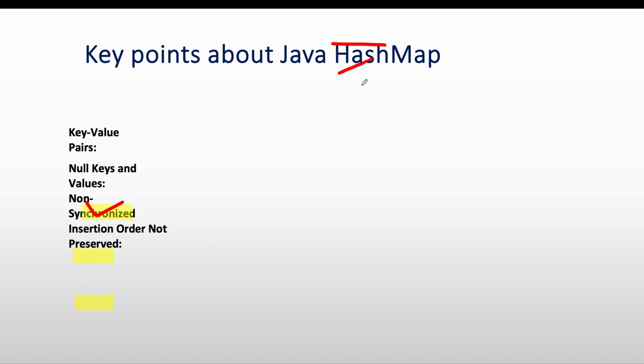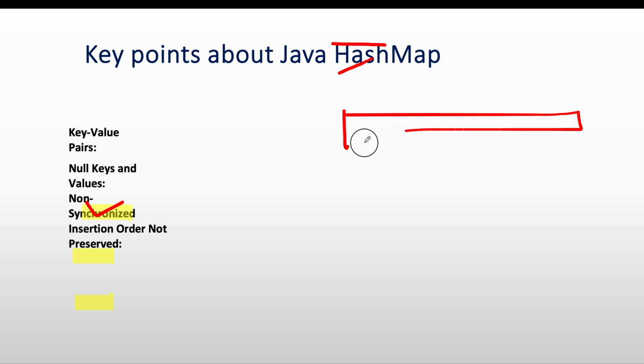We have already seen the internal implementation of the HashSet also, right? Because HashSet internally uses the HashMap, and it was created like this, right? And when you insert something, it calculates the hash code and inserts it. That's what we have seen in our previous video.